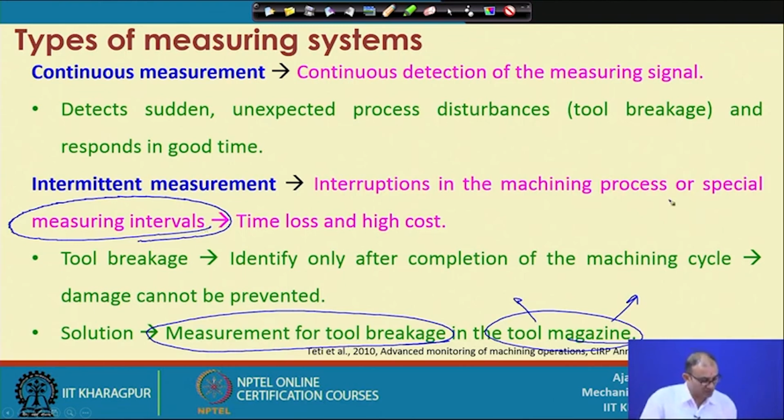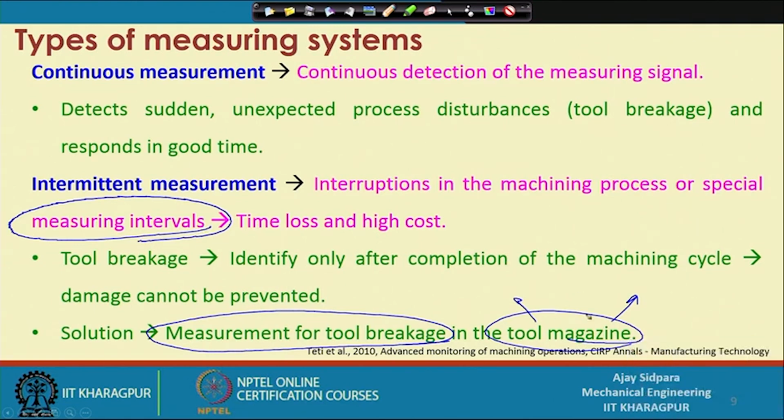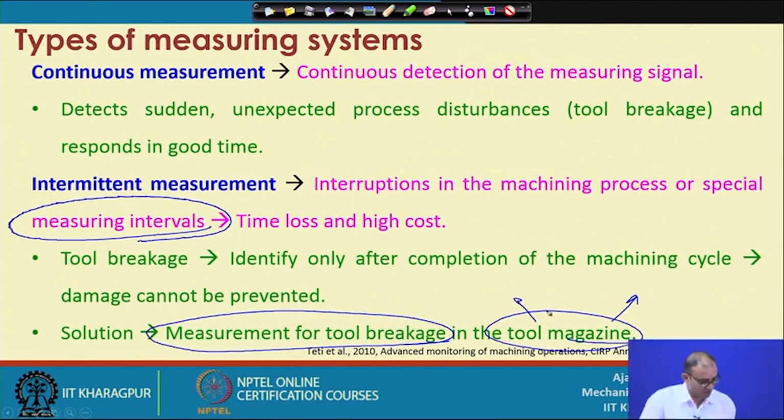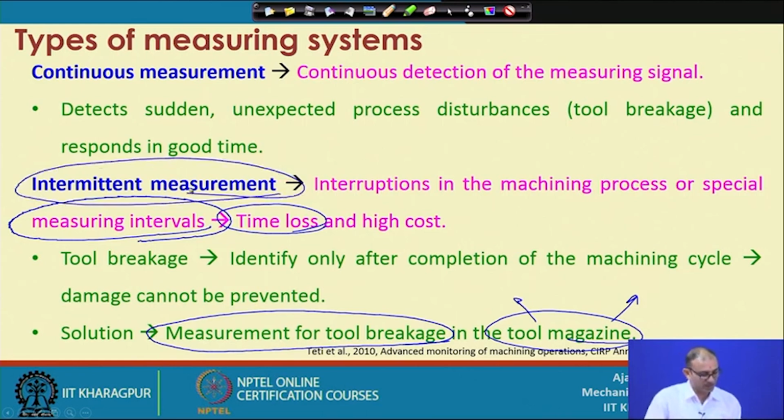So, you continue that operation, and in the tool magazine you are actually doing all the analysis of the tool geometry, that is, what cutting edges are available, and whether it is broken or worn out. So, this is also one of the solutions by which you can reduce the time loss. That way you can still continue with the measurement of actual quantity, and still maintain the production time without any problem. So, there are different ways by which you can use intermittent measurement, but still maintain the production time.